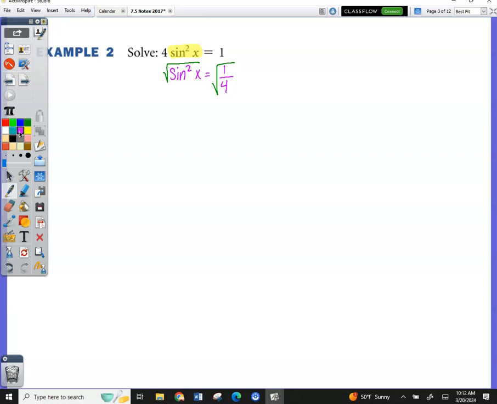So right here, this would be the sine of x equals. Now be careful though. Plus or minus. There it is. You've got to remember to put plus or minus there. So it's literally going to be plus or minus 1/2.